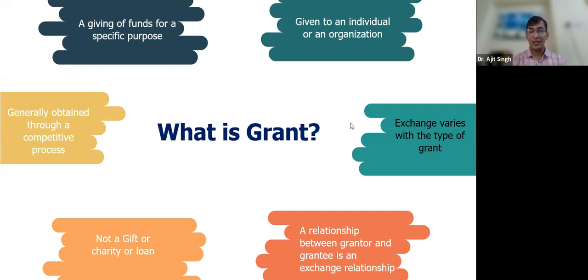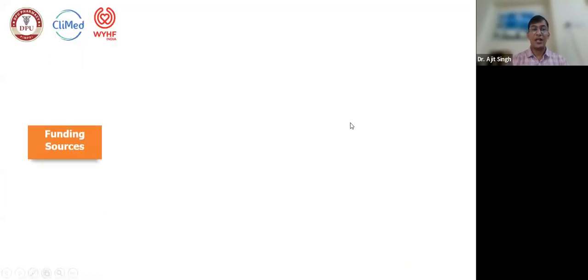Now, this is the definition, and then I'll go to the funding sources. As we know, there are multiple funding sources from the basic levels. Like you have institutes, there are institutional fundings. Institutes also support the fundings. Universities also provide the fundings for the research.